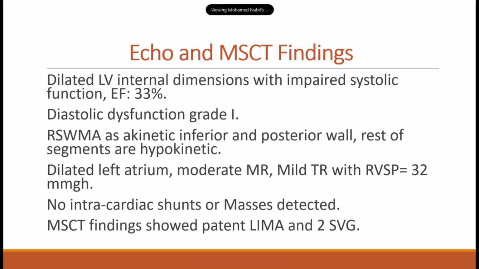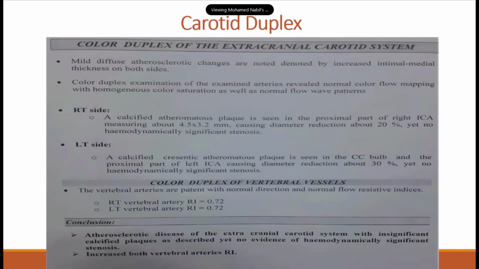We did a multi-slice CT for this patient as he is a CABG patient, and it showed a patent LIMA and 2 saphenous venous grafts. We also performed a carotid duplex for this patient to exclude any carotid disease, and there was nothing significant about his cranial and carotid system, only atherosclerosis.